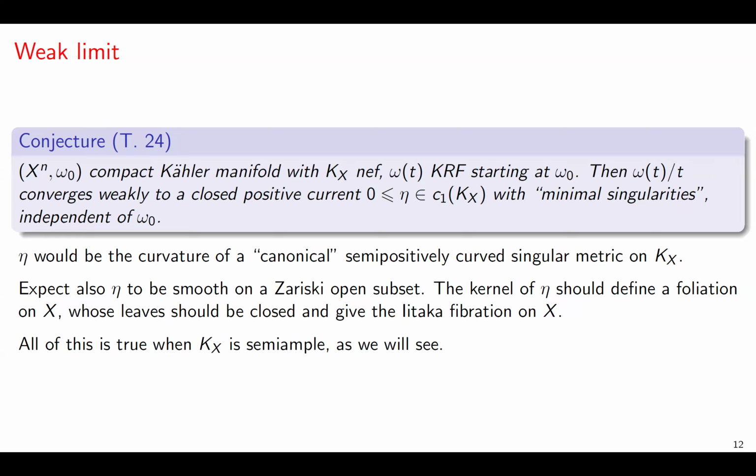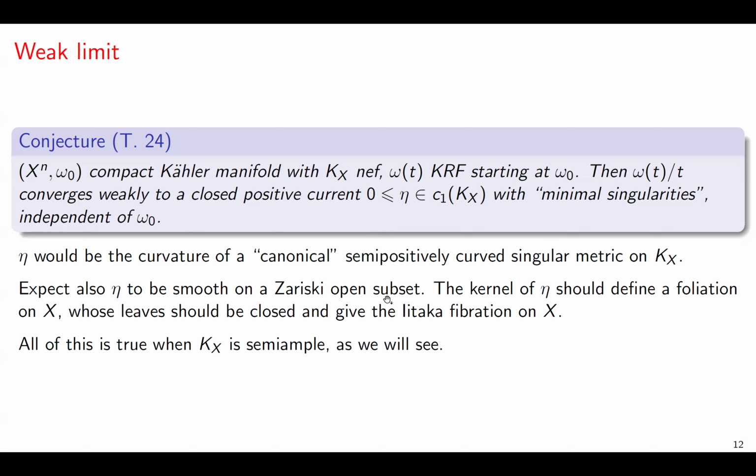So as I said, you can always take subsequential limits and obtain several different etas, but they should all be the same. And this eta should have very good properties. In particular, it would be kind of regular in the sense that it should have zero Lelong numbers. In fact, it should have bounded local potentials. It should be smooth on a Zariski open set.